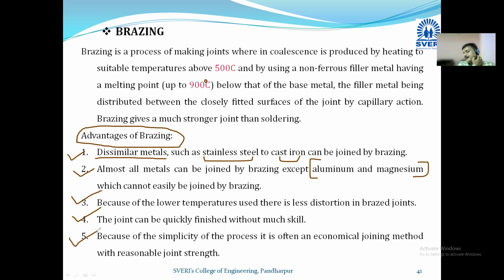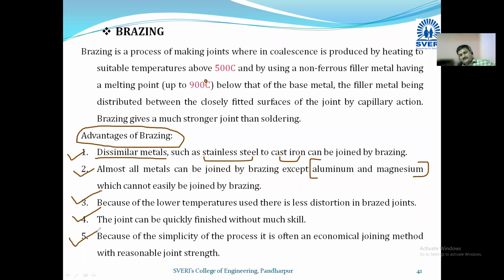So these are the 5 advantages. You can join dissimilar metals. You can join almost all metals except aluminum and magnesium. Then less distortion happens in the case of the brazed joint. This joint can be performed without much skill. You can also do the brazing operation with just some observation. And this process is very simple, providing good joint strength, and very, very cheap. That's why at many places this brazing operation is preferred in manufacturing processes.